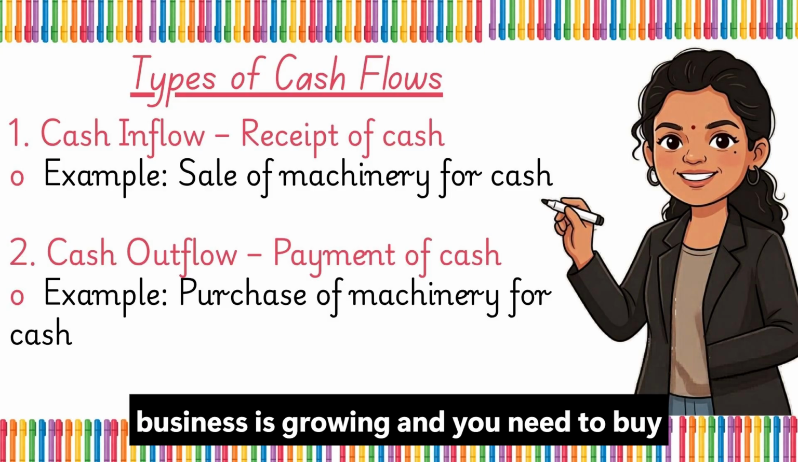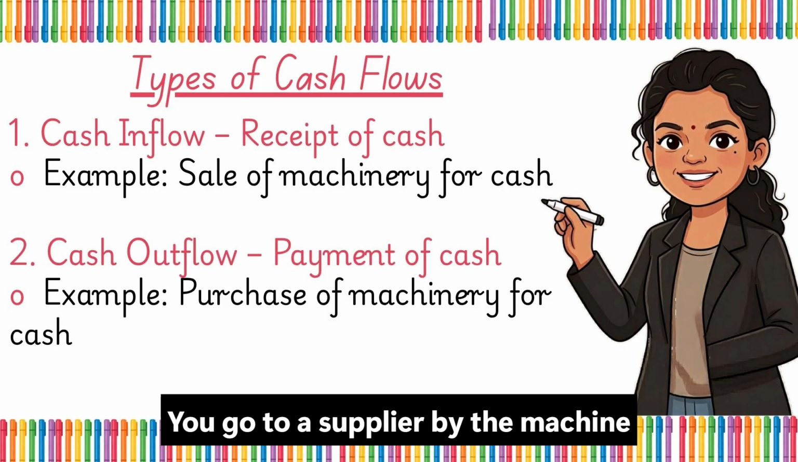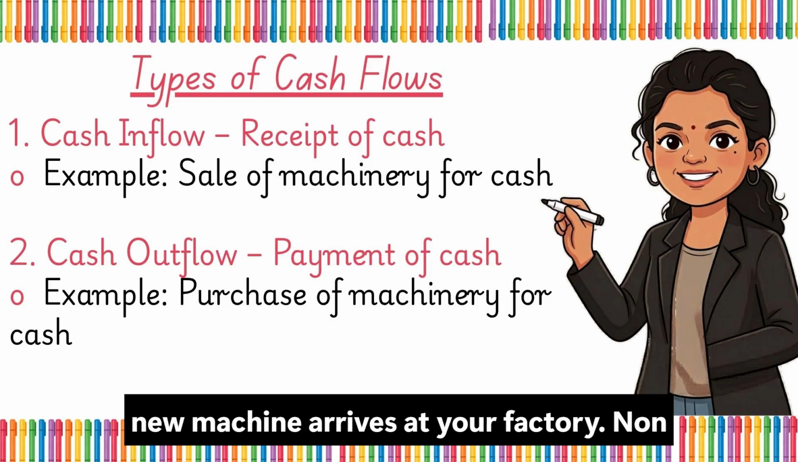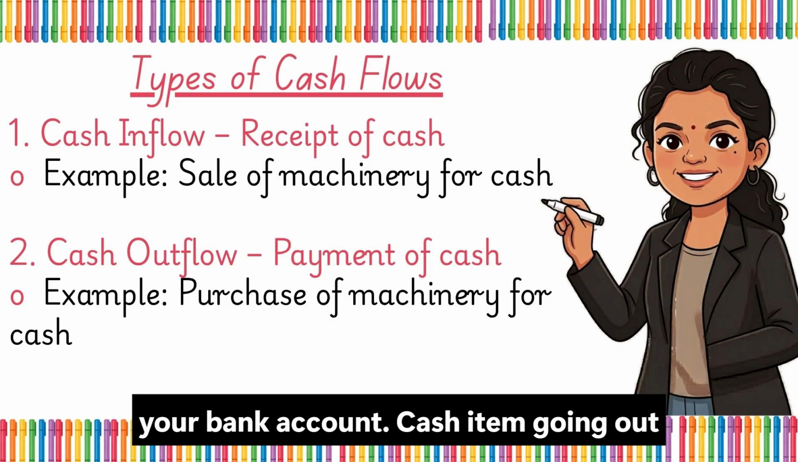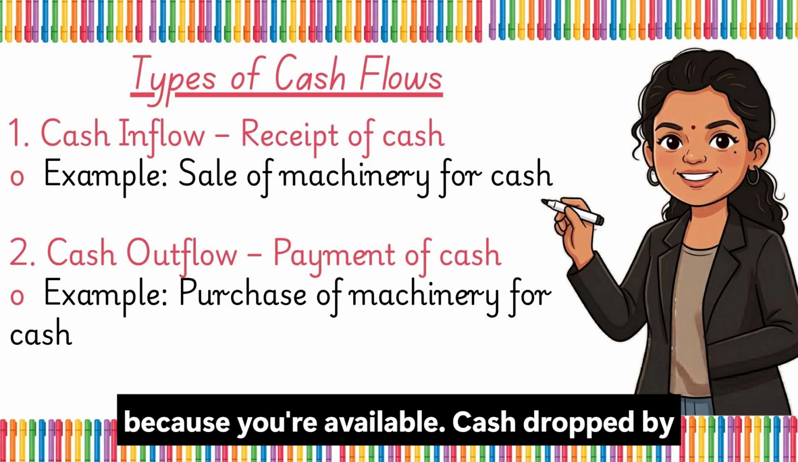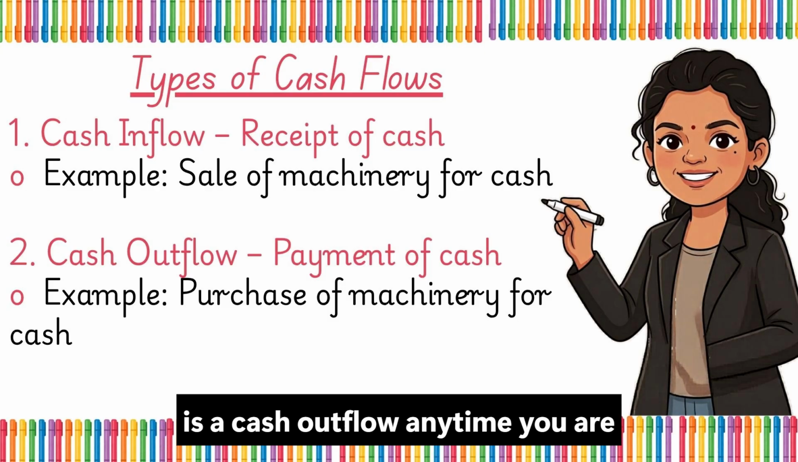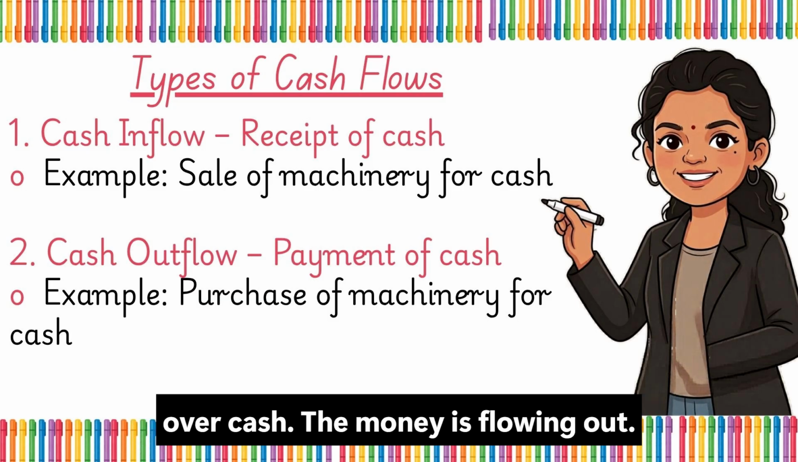Flip the script. Imagine your business is growing and you need to buy a brand new, high-speed packaging machine. You go to a supplier, buy the machine, and write them a check for 5 lakhs rupees. The new machine arrives at your factory, non-cash item coming in. The 5 lakhs rupees leaves your bank account, cash item going out. Because your available cash dropped by 5 lakhs rupees to pay for that asset, this is a cash outflow. Anytime you are signing a check, paying bills, or handing over cash, the money is flowing out.